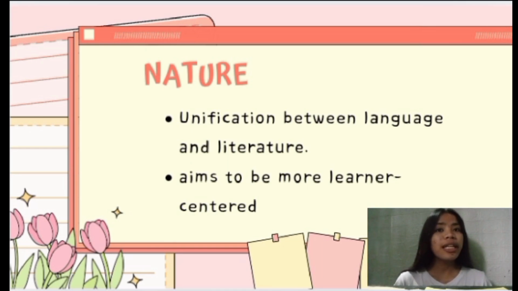So using language model in teaching literature, we are trying to explore some linguistic features, knowing that literature has figurative languages. So that's the beauty of using literature as our means of teaching.